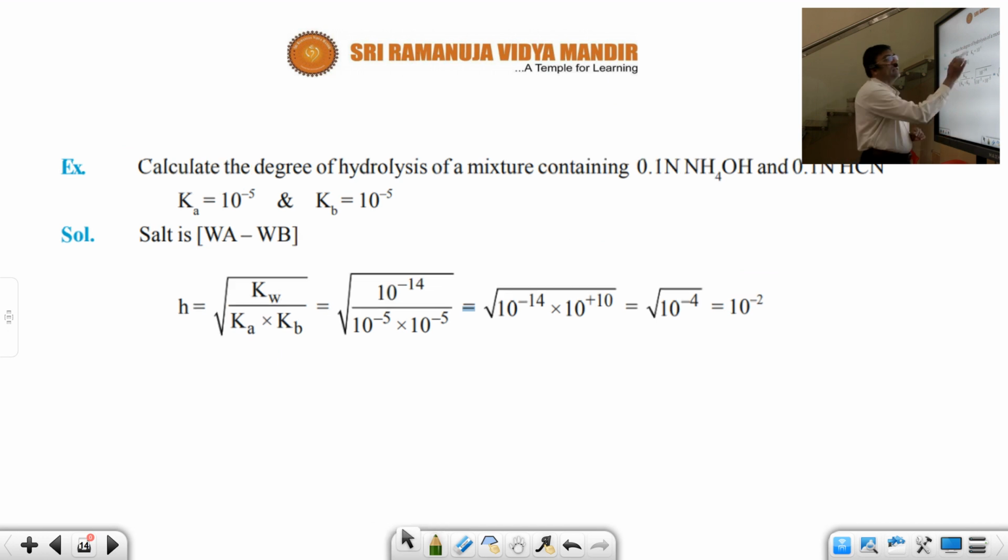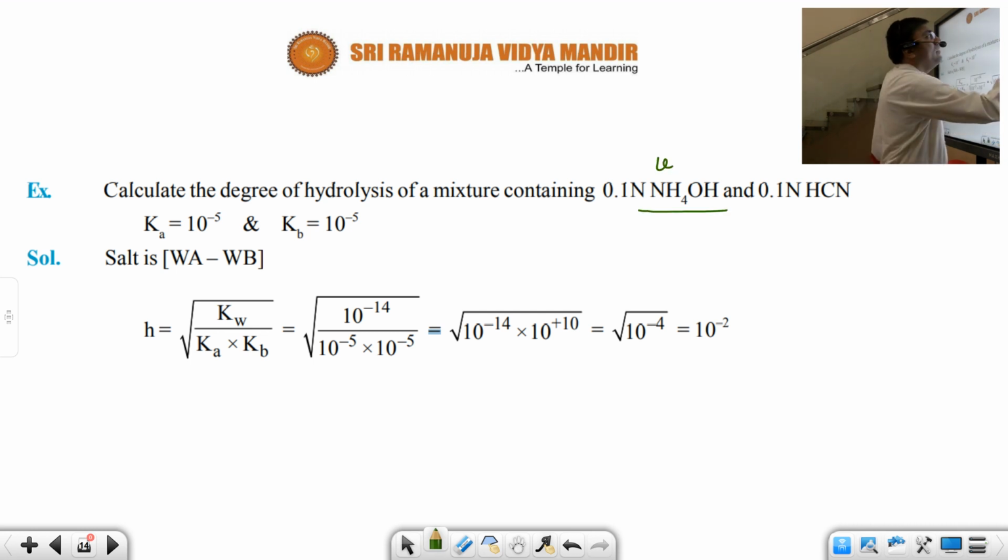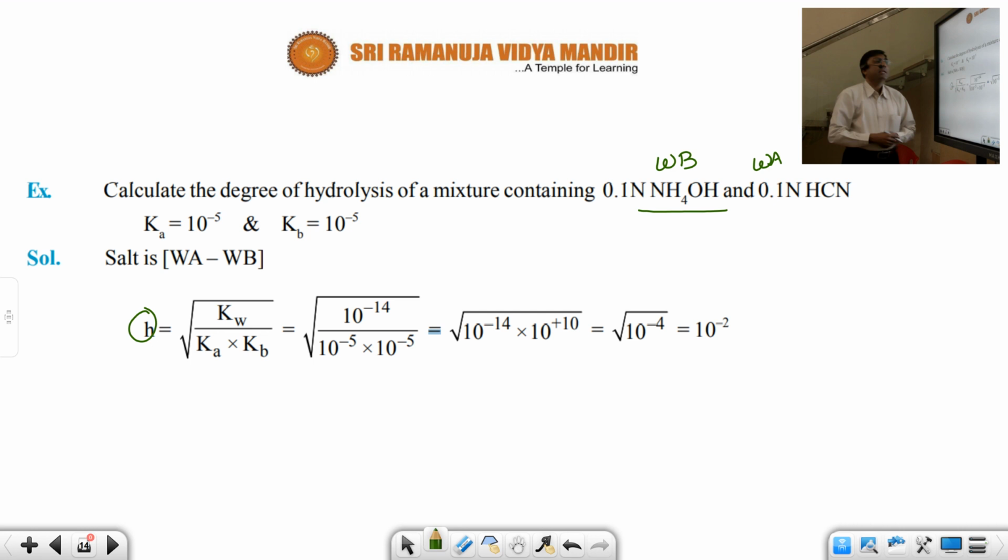Now this time, what have they given? They have given a weak base and a weak acid, and you are expected to memorize the Ka, Kb values and pH values. So substitute this Kw value and Ka value, Kb value.